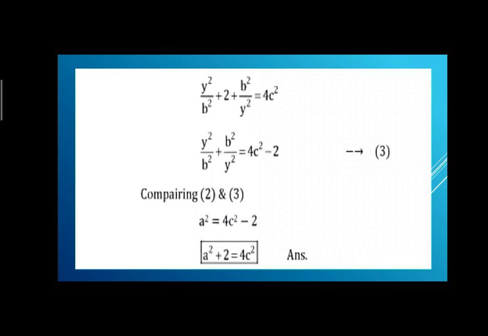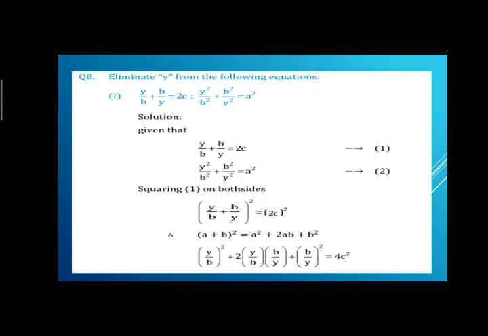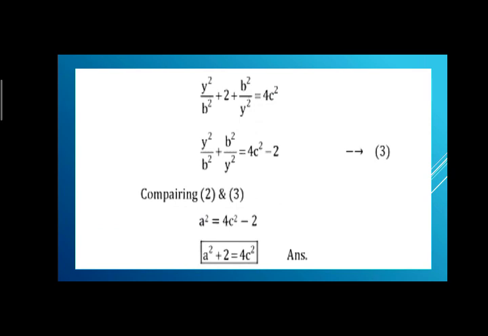And you know that our equation number 2 is y square by b square plus b square by y square, that is equal to a square. Now just compare equation number 2 and equation number 3 that we have to find by using equation number 1 after applying the formula. So equation number 2 becomes y square by b square plus b square by y square is equal to 4c square minus 2.